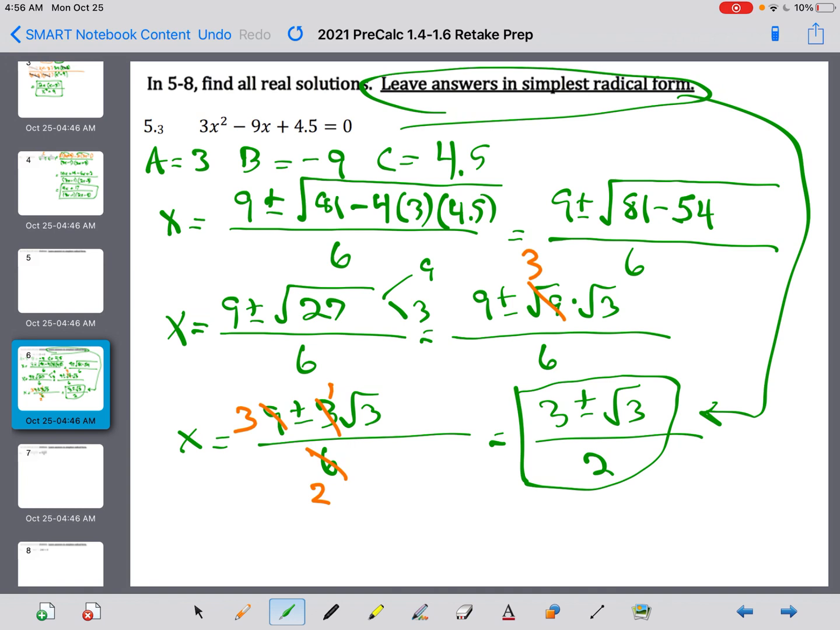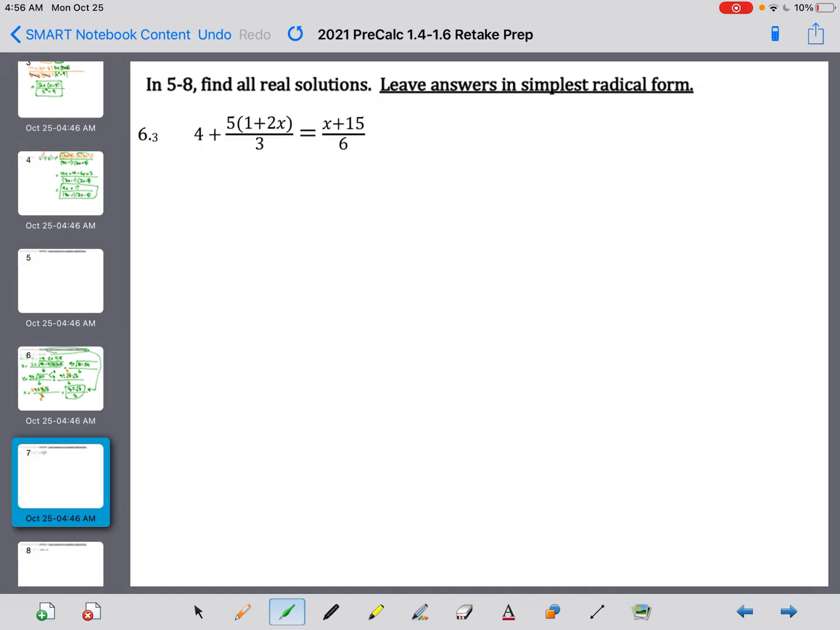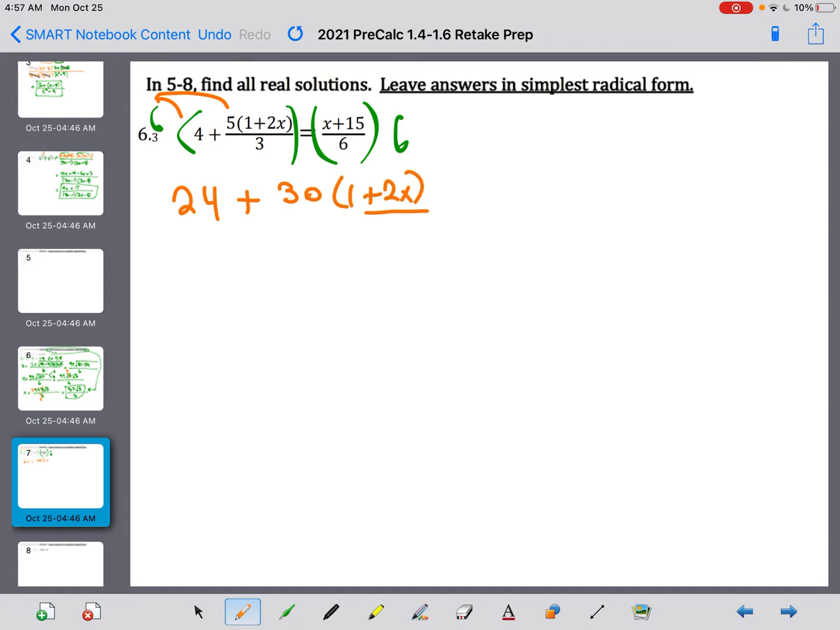Moving on. Number 6. This one, all sorts of ways to do it here. My common denominator is going to be the 6. So to clean this up quick, multiply both sides by that same common denominator, 6. Now distribute. I get 24. Here, you can write this as 30 times 1 plus 2x all over 3 if you want. Over here, the 6's cancel, so we get x plus 15.